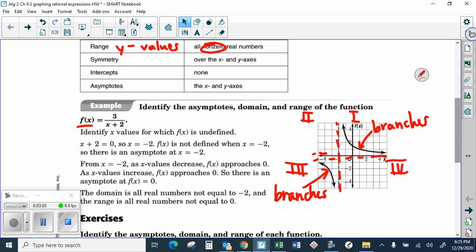So we have an asymptote at the x-axis. Remember that equation is y equals 0. You should know that from Algebra 1 and geometry. The equation of the y-axis is x equals 0. Again, you should know that from Algebra 1 and geometry. So it will never touch the x-axis or the line y equals 0. Asymptotes will get really close to it, but will not touch it.